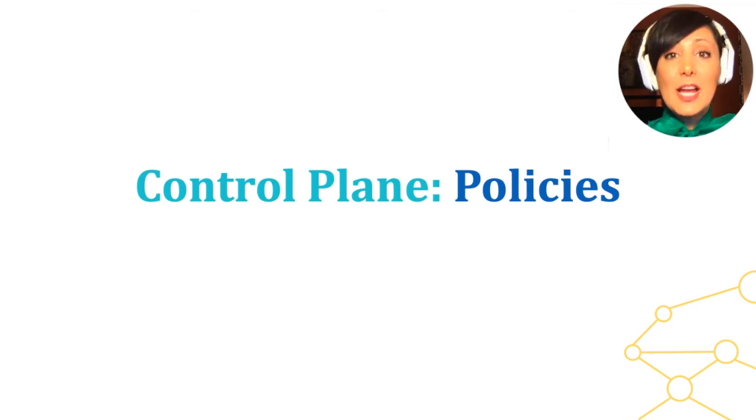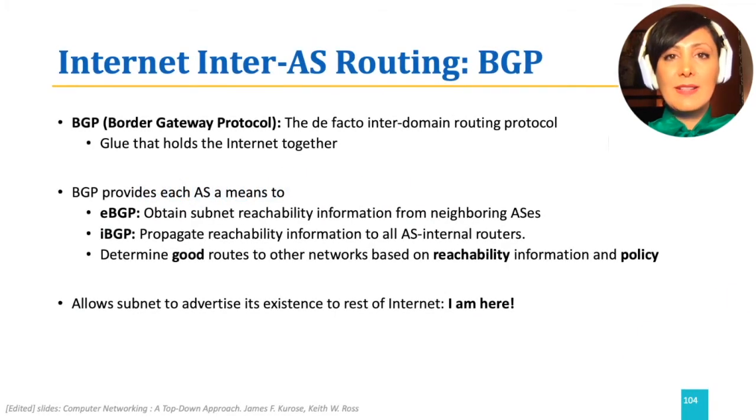Now, it's time for a brief exploration of inter-AS routing, which is when policies become important in control plane decision-making. BGP, defined in RFC 4271, which stands for Border Gateway Protocol, is the de facto interdomain routing protocol. It is called the glue that holds the Internet together.